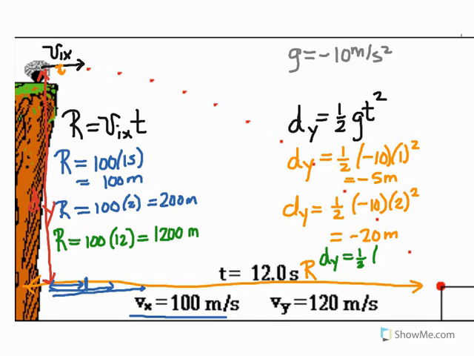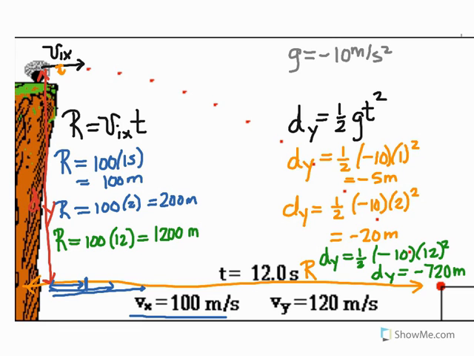times 12 squared. This means that my cliff then was at a height of negative 720 meters. I get that by taking 12 squared, which is 144, times 10 divided by 2, negative 720 meters.